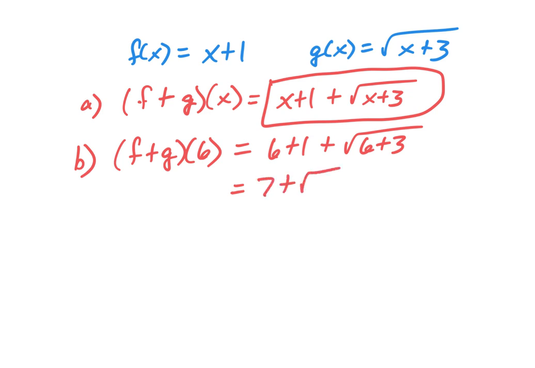So this would be 7 plus the square root of 9. Square root of 9 would be 3. So 7 plus 3 would be 10. So sometimes we're evaluating, sometimes we're just leaving our answer as an expression. If I see a number in this spot right here, we're evaluating. If I see an x right here, then we're just simply leaving it as some type of expression.